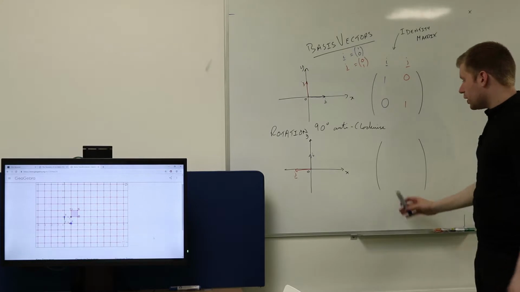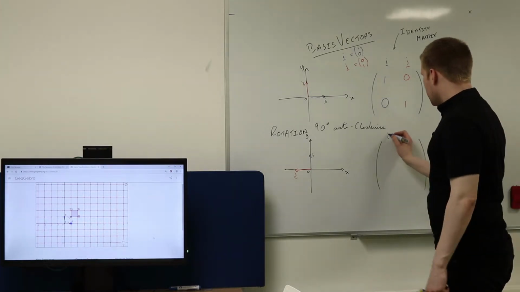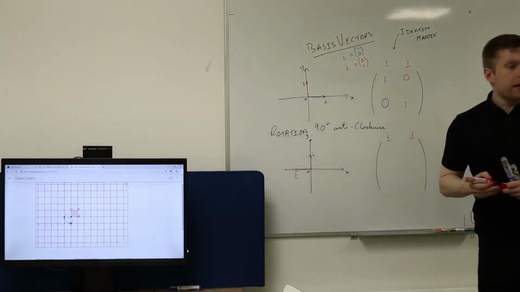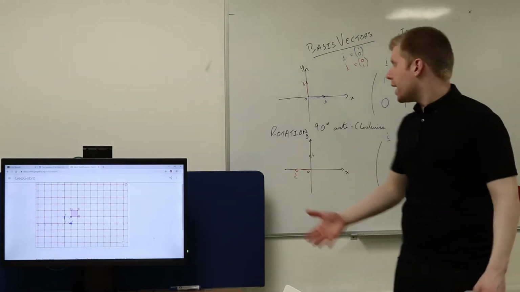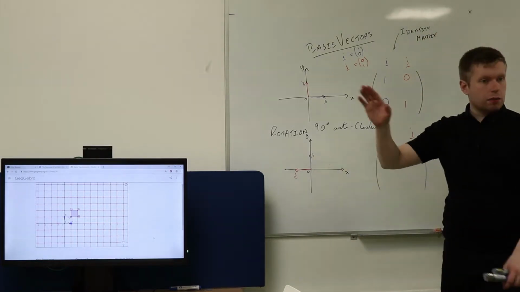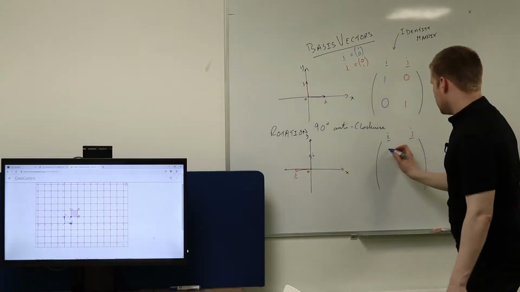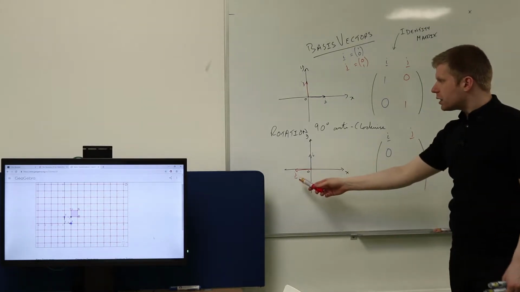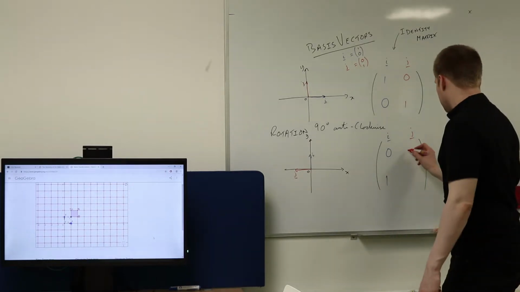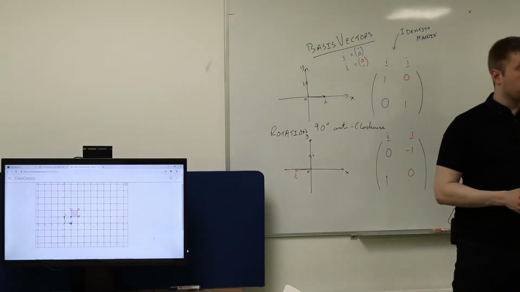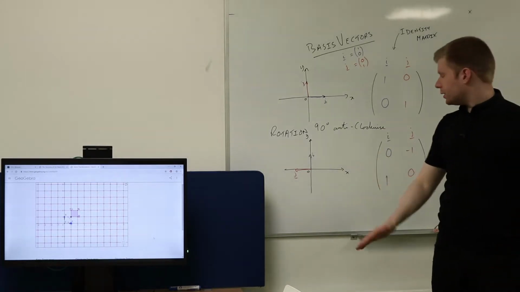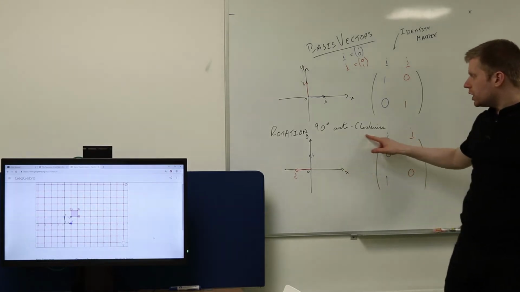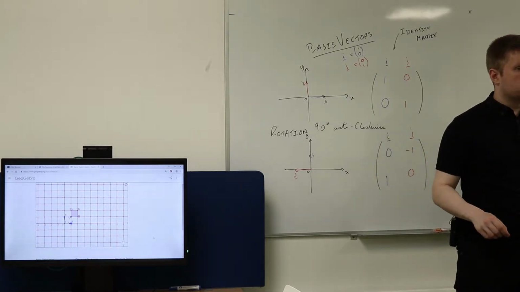So in which case, my transformation matrix, remember I put i first and then j, would just be the relevant positions of i and j. So i has ended up, as Samara quite rightly said, at (0, 1). So I put (0, 1) there. Remember I write it as a column. And j ends up at (-1, 0). And remember I put that in as a column. Okay. So what I've done here is I have produced a transformation matrix which corresponds to a rotation of 90 degrees anti-clockwise. Is that okay?